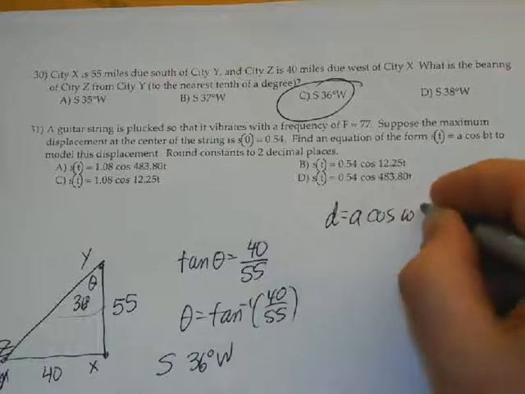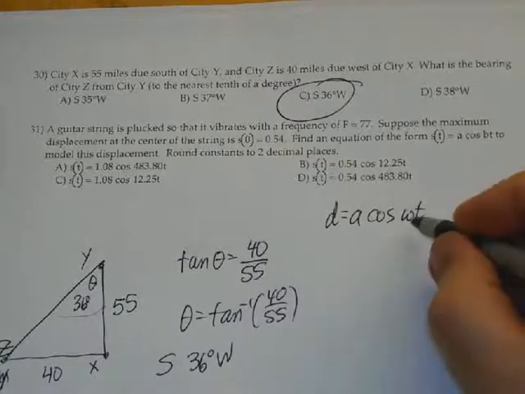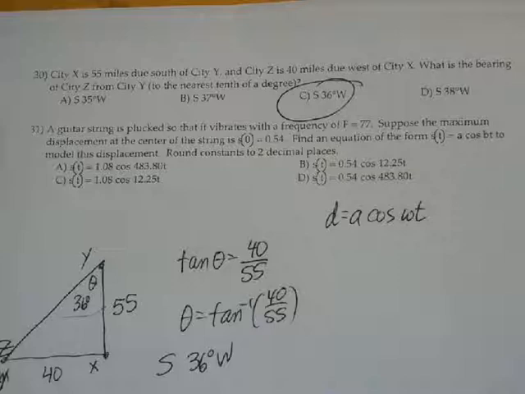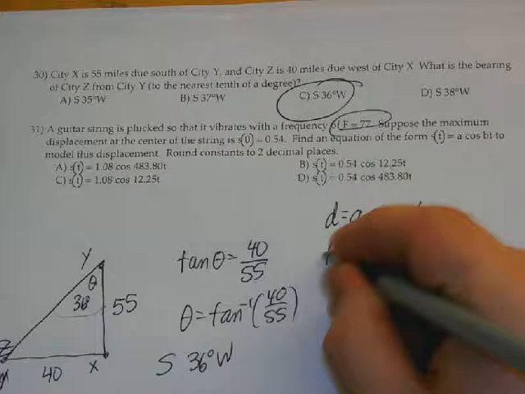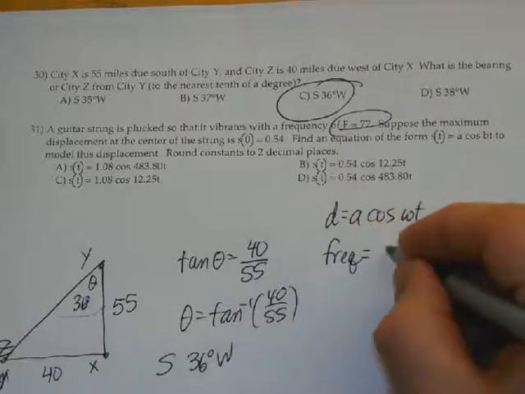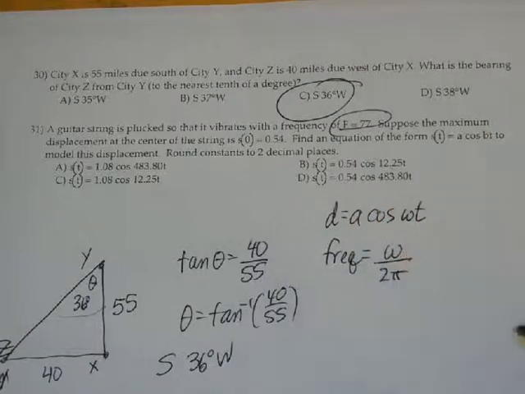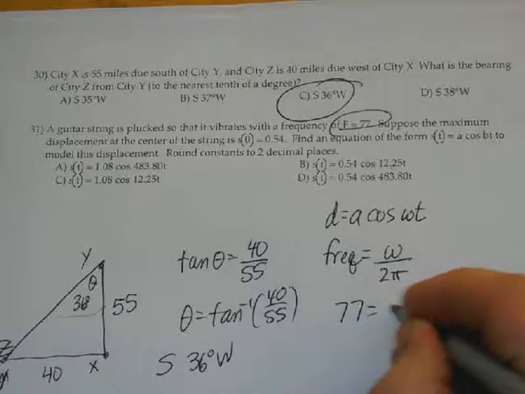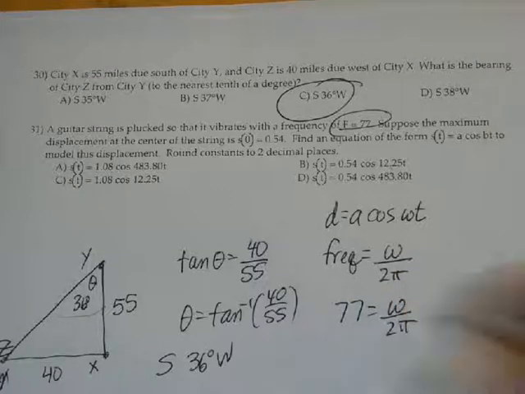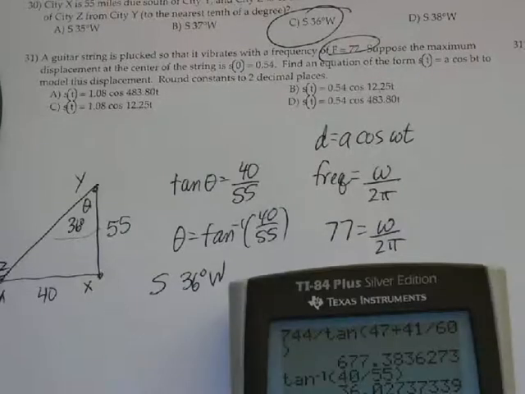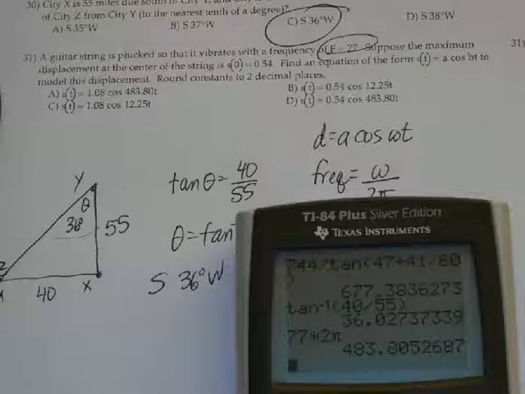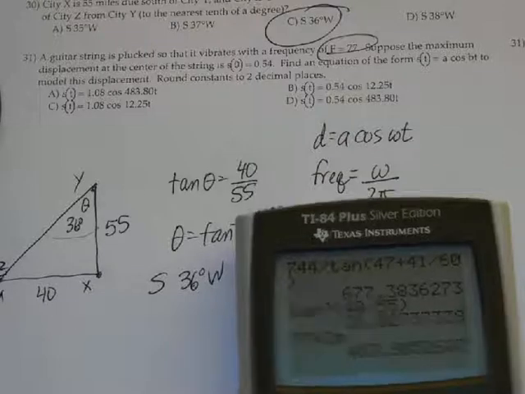Then for number 31, remember this is our formula. That's omega. And that's one of the things we need to find. But we know the frequency is 77. Well, frequency is equal to omega over 2 pi. So 77 equals omega over 2 pi. We'll multiply both sides by 2 pi. And we get about 483.81.